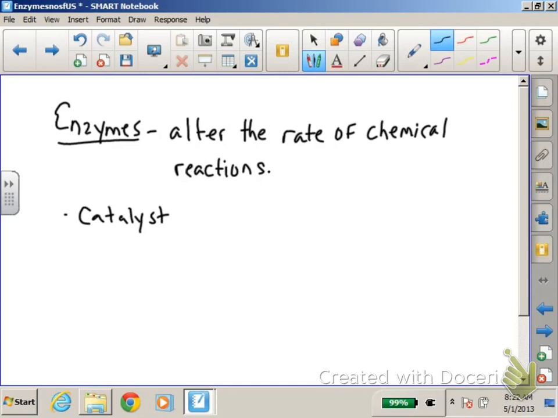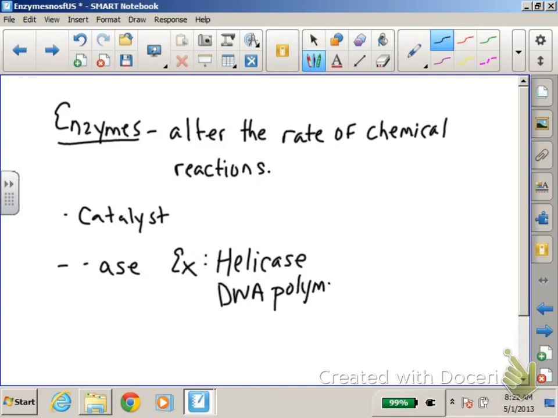In fact, enzymes can speed up reactions up to 10 billion times faster than what they would occur naturally without enzymes. A couple of facts about enzymes. First of all, enzymes always end in the suffix "ase." For example, we have talked about the enzyme helicase that actually unzips the helix of DNA for replication. We've talked about DNA polymerase and RNA polymerase. Another enzyme that you may have heard of is lipase, and lipase actually helps you break down fat in your body. If you remember that a lipid is a fat, so lipase breaks down fat.